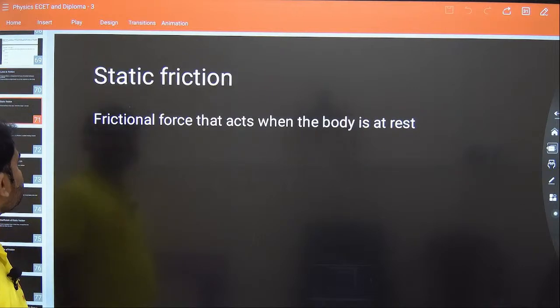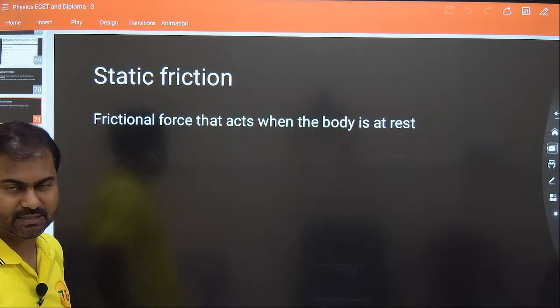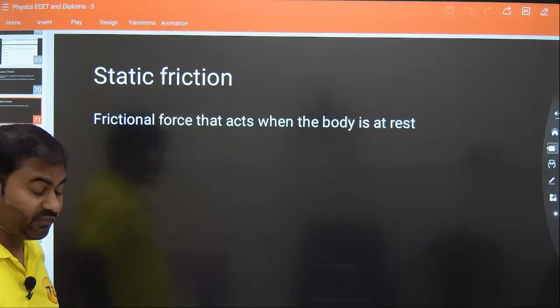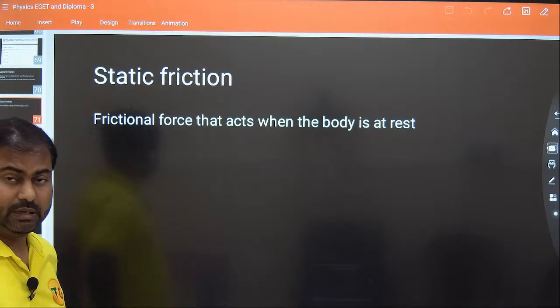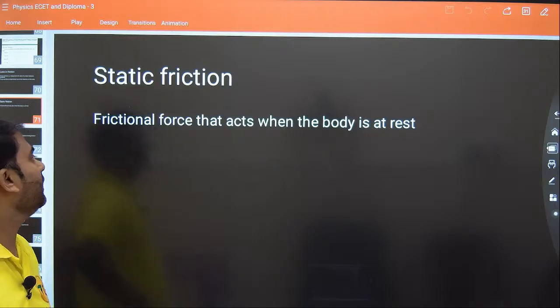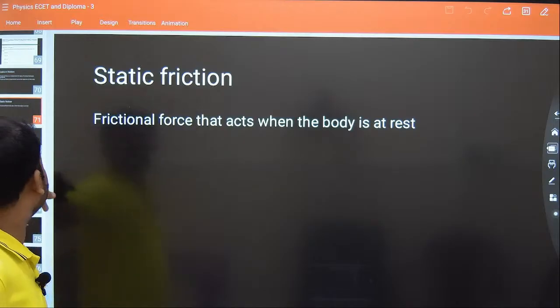So let's go with static friction, and you guys know the definition already. When the body is at rest, there will be friction, and that friction is called static friction. The corresponding coefficient in the limiting value is called the coefficient of static friction. So this is the definition.